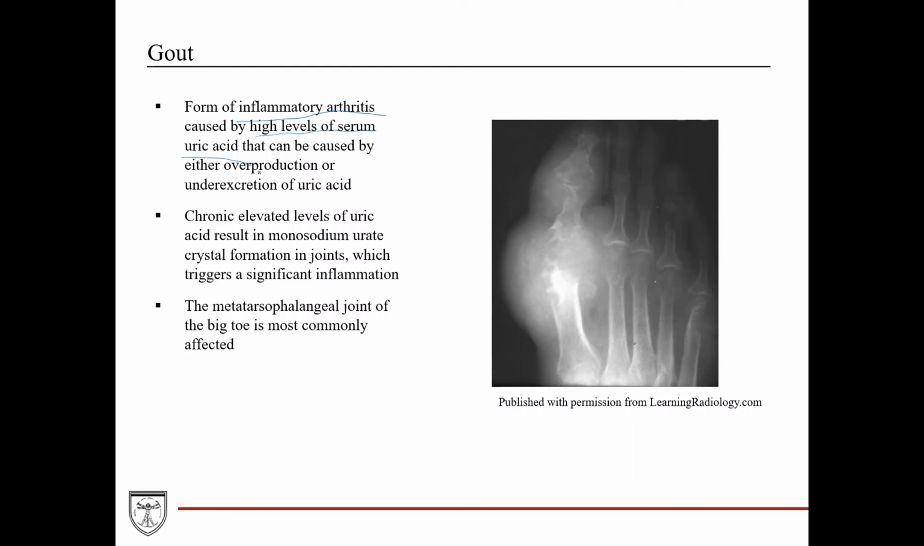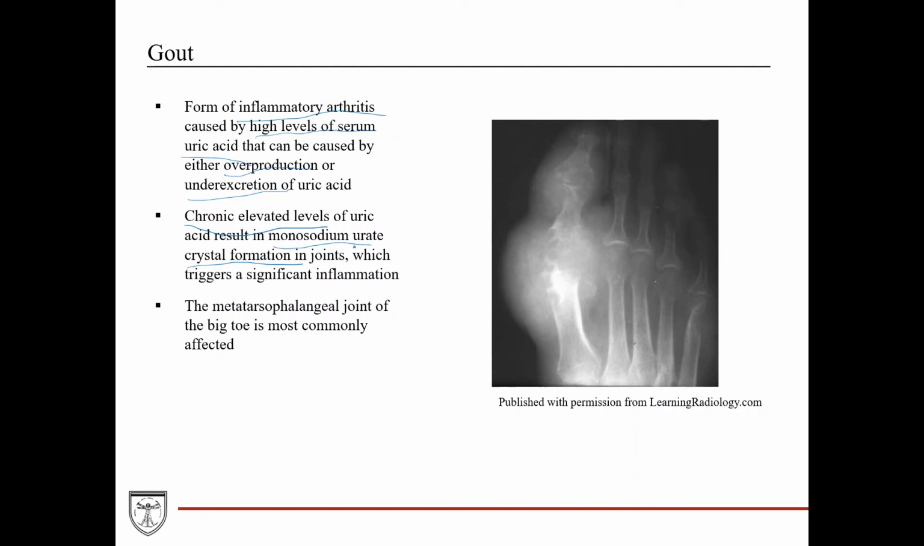And this is caused by either, on the front end, overproduction of uric acid or underexcretion. So it's either a problem at the biochemistry level where you're overproducing it, or on the renal side in the kidney where you're not excreting enough uric acid. Now, this is a disease that occurs over time. These patients have chronic elevated levels of uric acid. And what this results in is monosodium urate crystal formation in the joints.